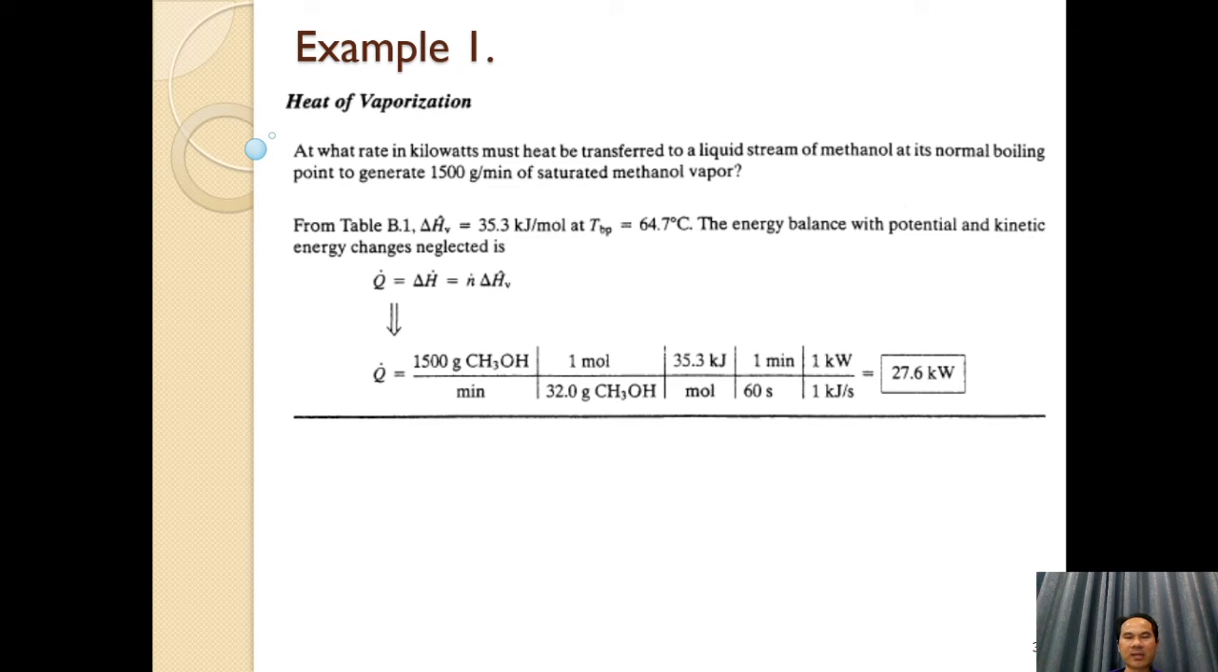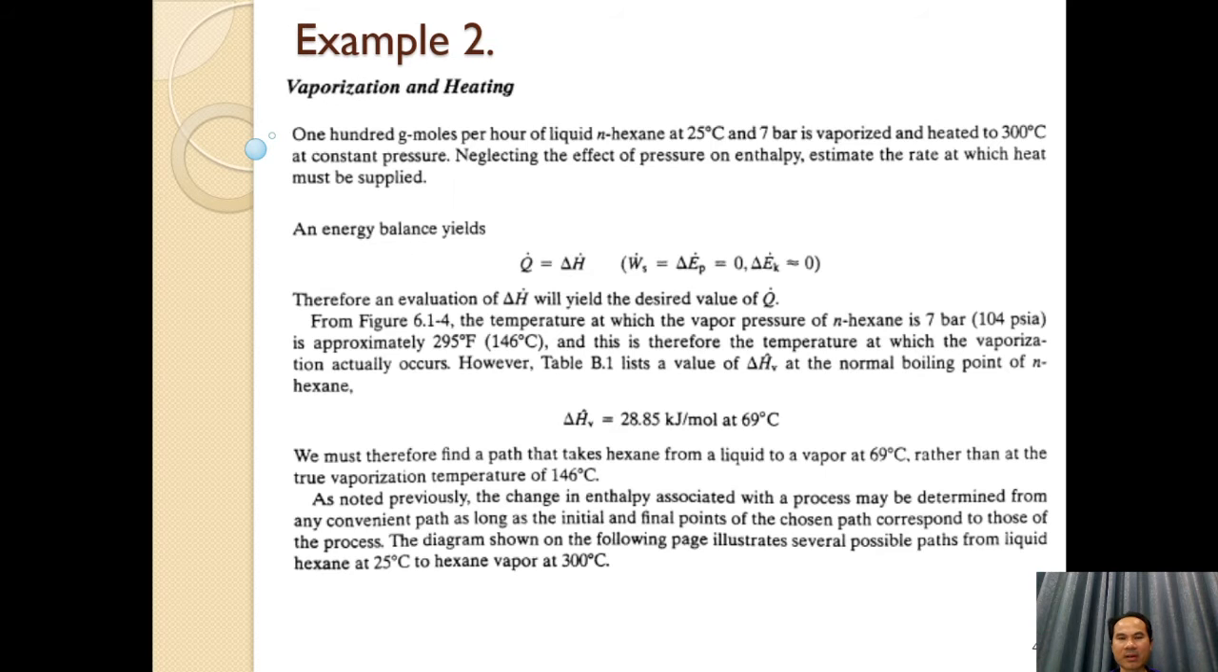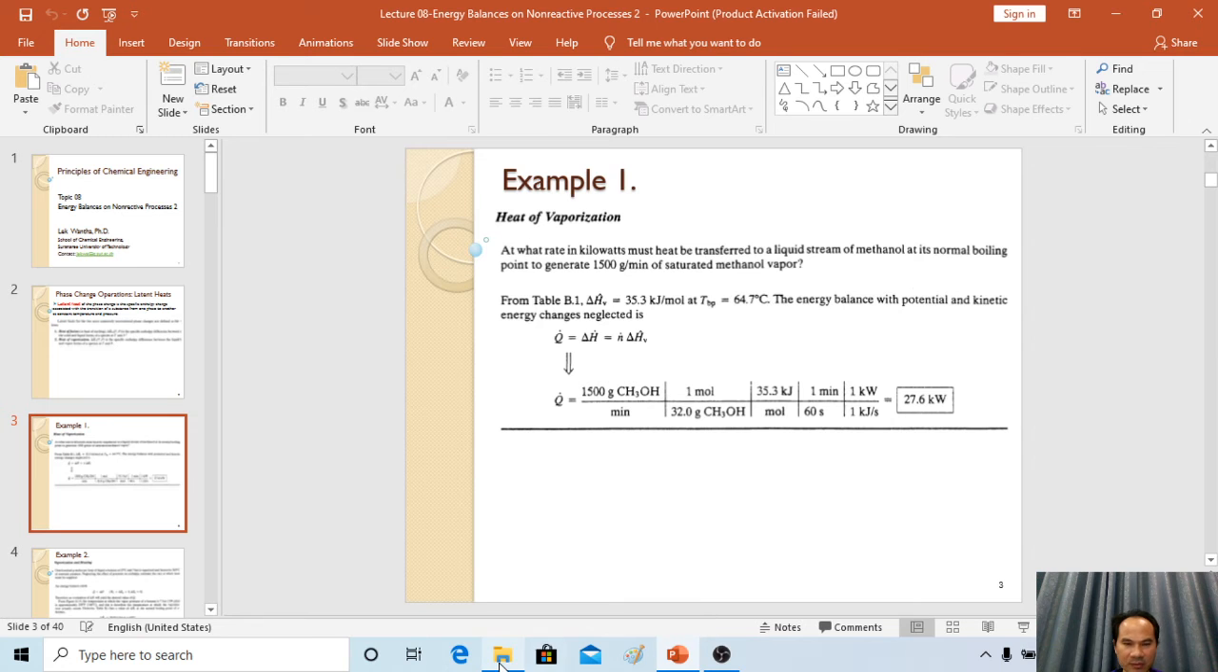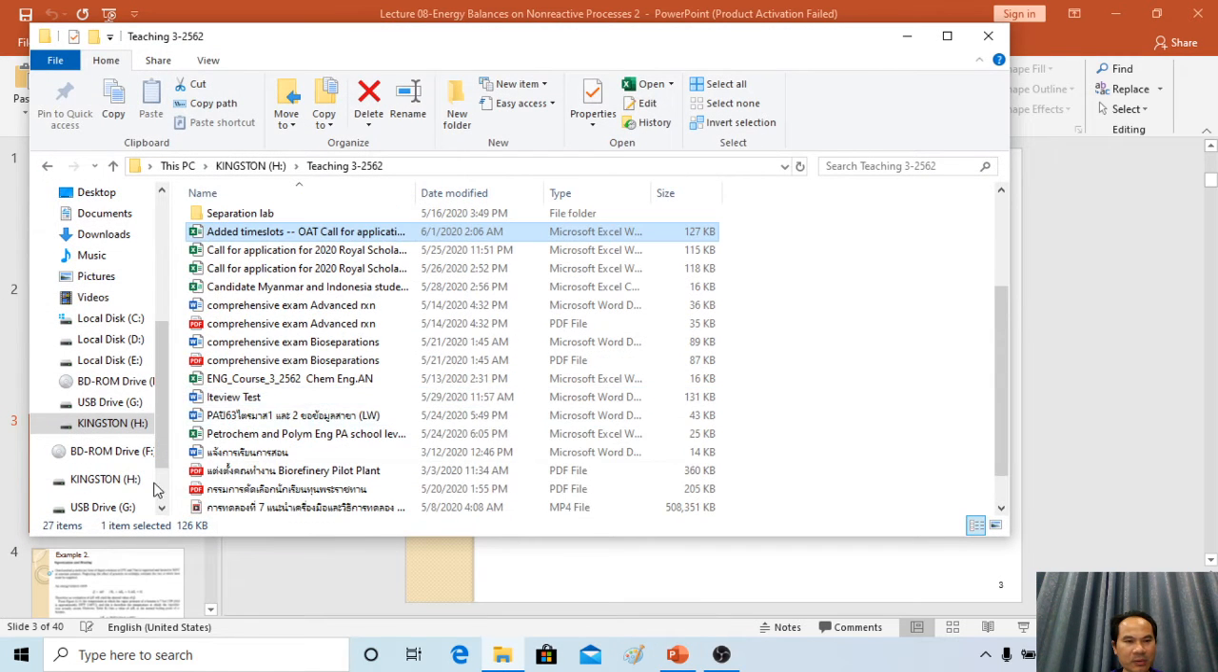For the first case we talk about the heat of vaporization. How much heat, in kilowatts, must be transferred to liquid methanol at its normal boiling point to generate 1,500 grams per minute of saturated vapor? For this case, we can look up the enthalpy of vaporization and boiling point of methanol from Table B.1. I will open it from the book.